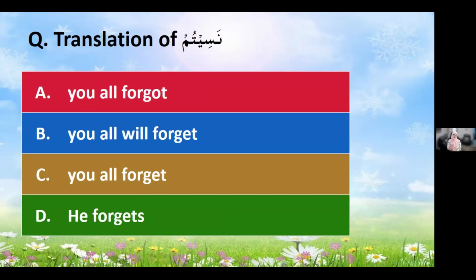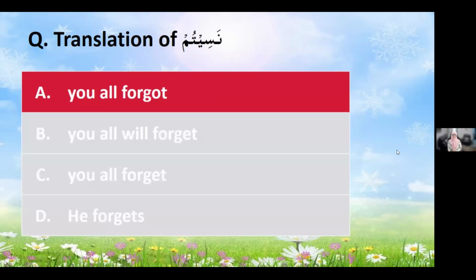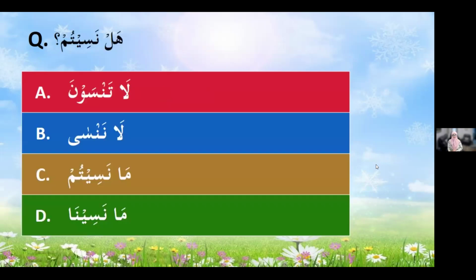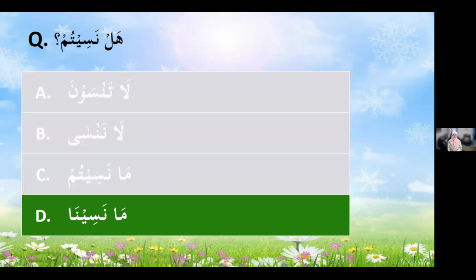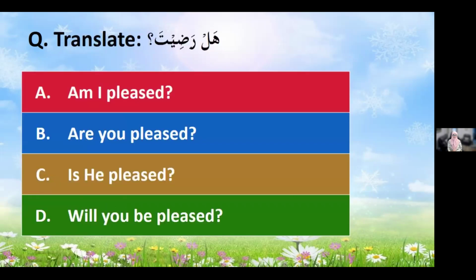نسيتم, نسينا, to forget. Translate نسيتم. You all forgot. Nasitum, it's the madi, past. So forgot. Nasitum, you all forgot. Hal nasitum, did you all forget? Naam Nasina. Correct.